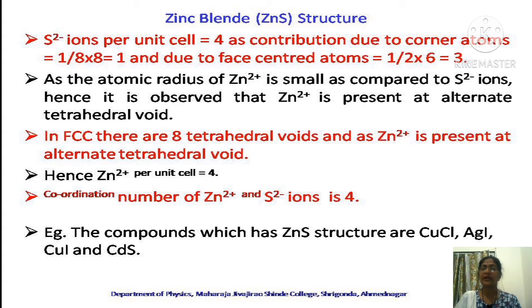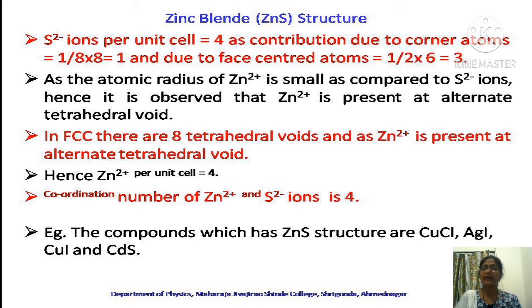Each face-centered atom is part of 2 unit cells. Therefore, half into 6 comes out as 3. Therefore, the sulfur ions present per unit cell are nothing but 1 plus 3, which is equal to 4.